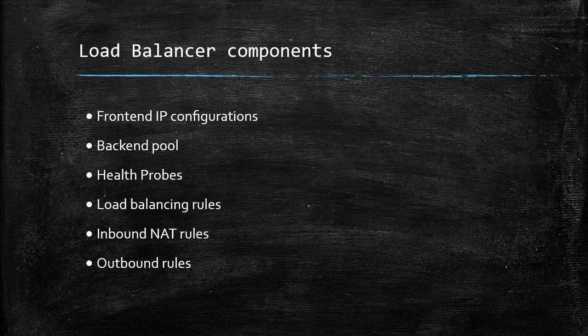The next component is health probes. The health probes are used to check the backend resource health. Load balancer sends continuous probes to the backend on the defined health probe port to check the availability of the service on the port. If the health probe fails, load balancer takes the VM or resource out of rotation so that load balancer maintains the high availability of the services which it is load balancing.